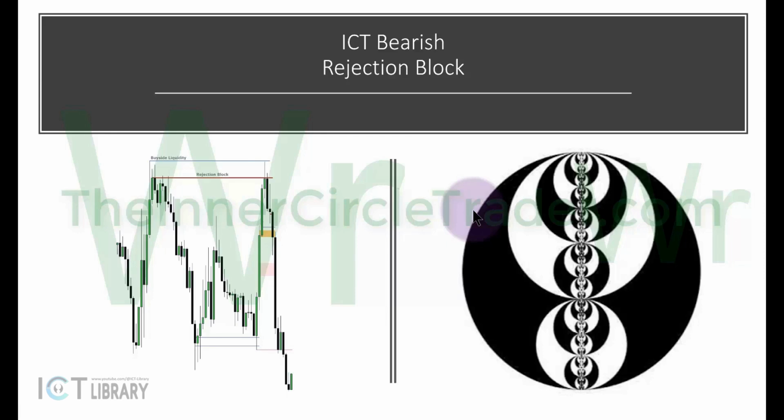The ICT bearish rejection block. All right, so yesterday I gave you the framework for this being a market maker sell model. And I mentioned during the recording, the first half of the recording yesterday, how there was a potential order block in here and we wanted to see that fail.